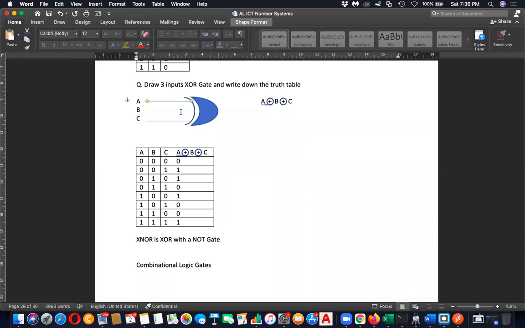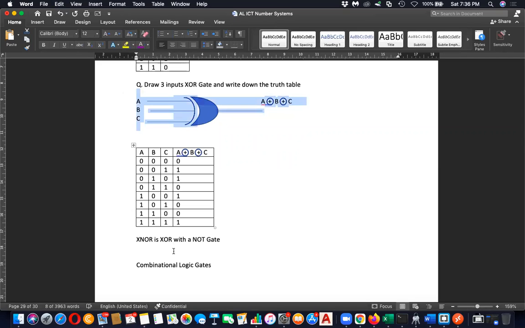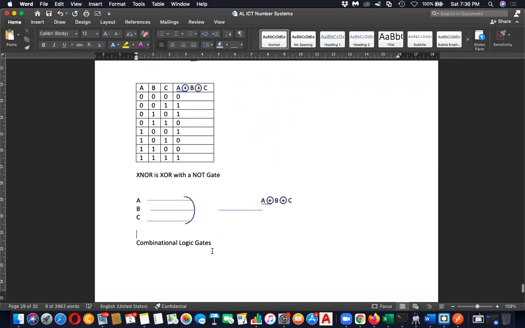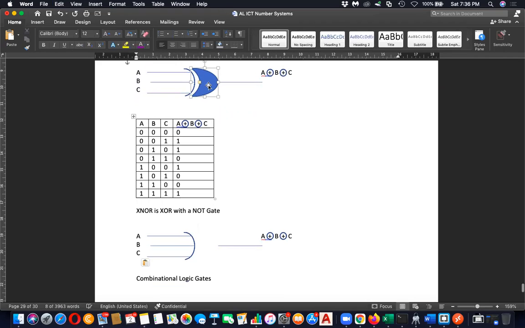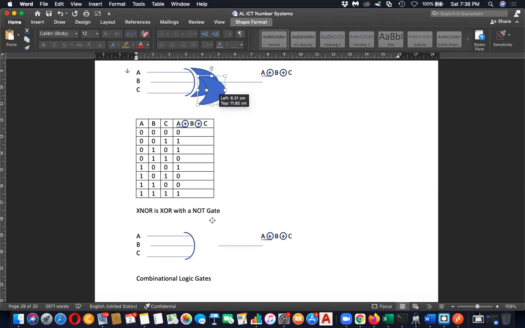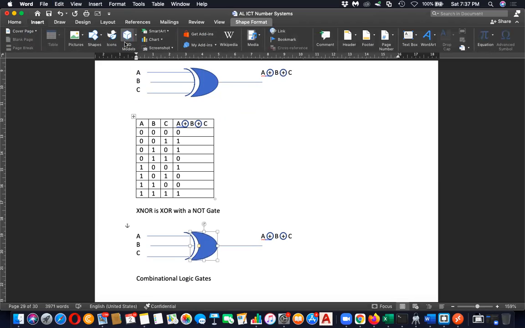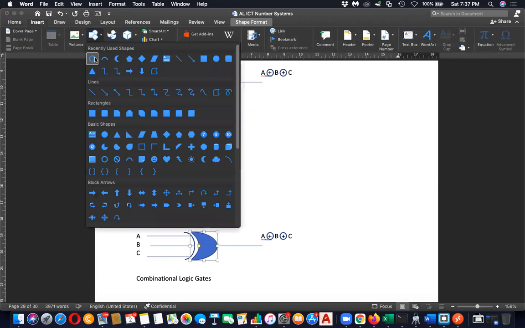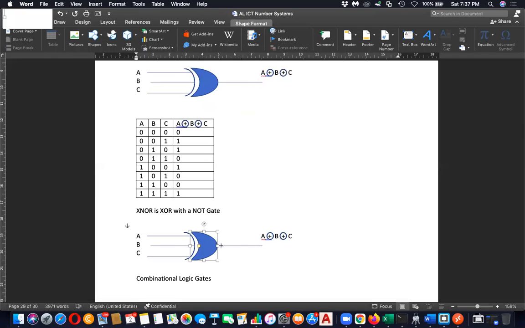So you can draw XNOR in this way. Let's copy the same. Oh, missed this one. Let's calm down. XNOR is this one. It is XOR with a NOT gate. That means you are going to add NOT here. The NOT symbol, yes, this one. This is the XNOR gate.